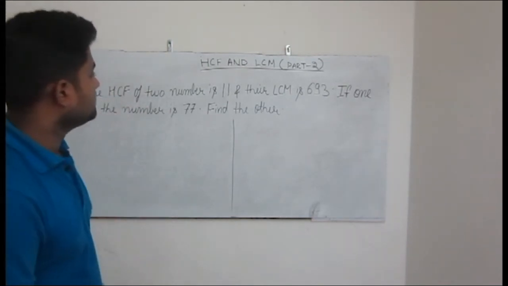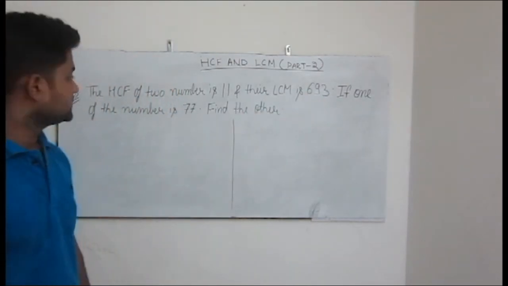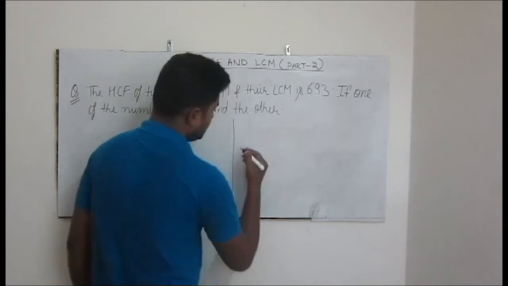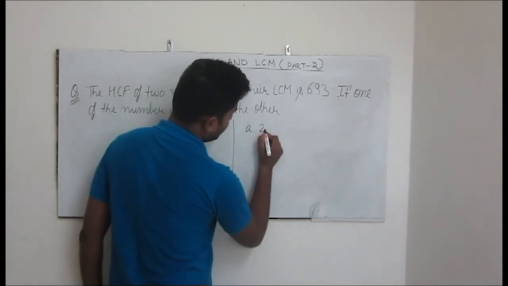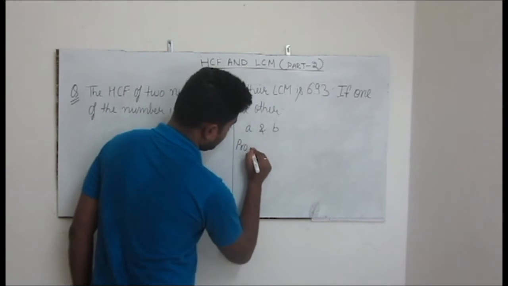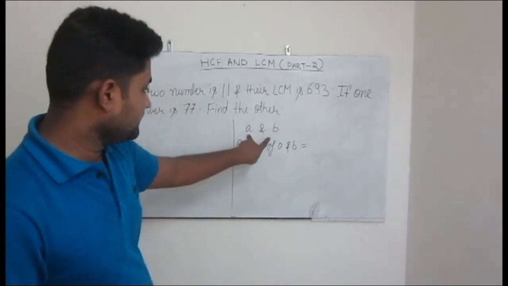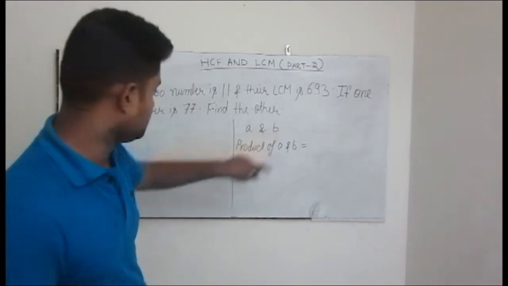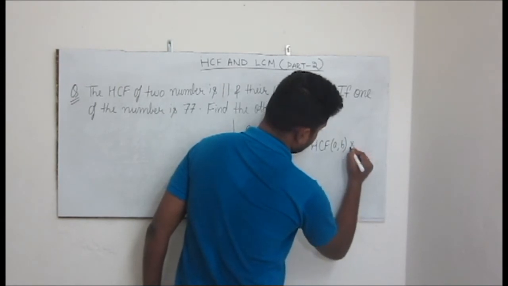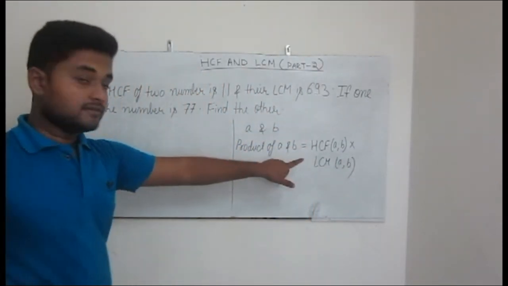The question says that the HCF of two numbers is 11 and their LCM is 693. If one of the numbers is 77, find the other. Before solving this question, I would like to discuss one formula. Let the two numbers be A and B. The formula says the product of A and B equals HCF of A, B into LCM of A, B. So we will apply the same formula here.